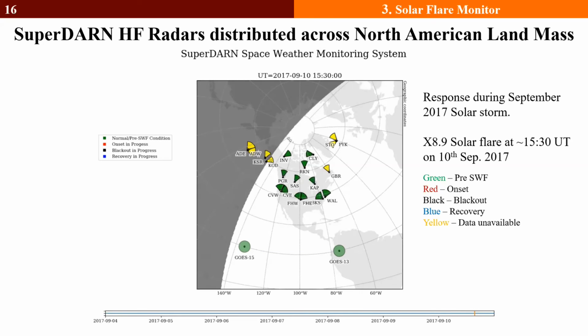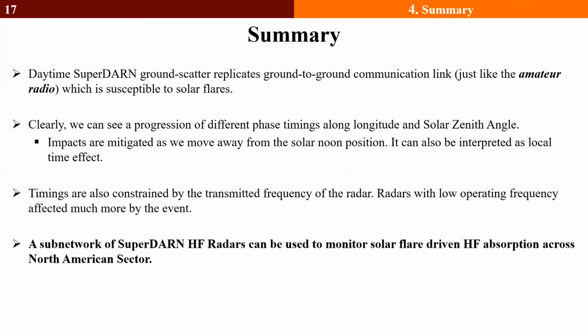Okay, so I'm going to move to the next. Here is my summary. Daytime SuperDARN ground scatter replicates a ground-to-ground communication link, so we can use that to replicate an amateur radio kind of link. It's also using the HF frequency, so it's susceptible to solar flares.